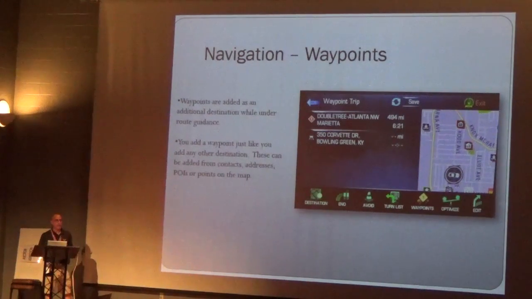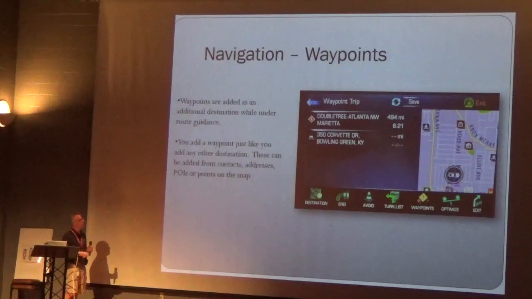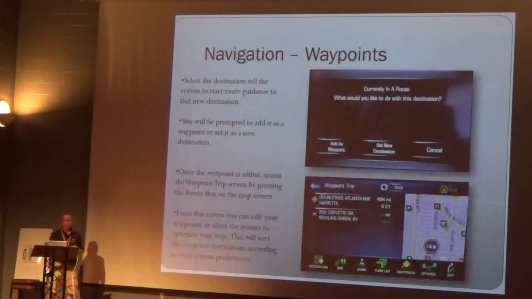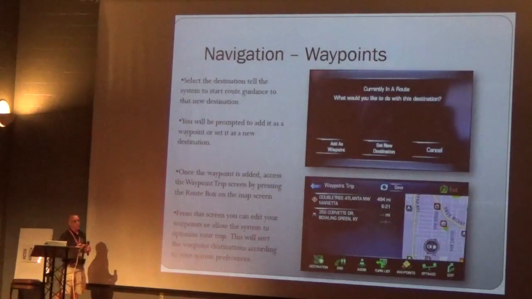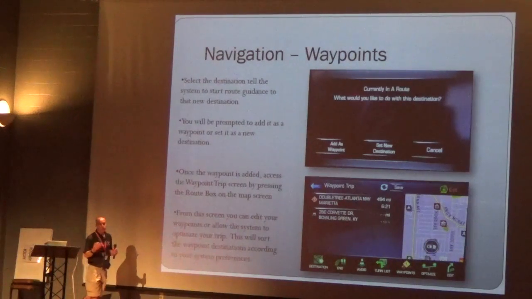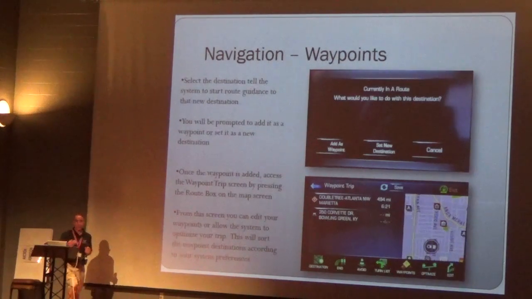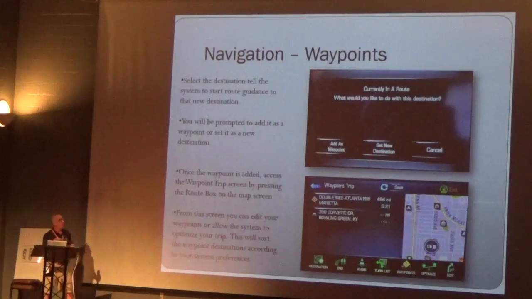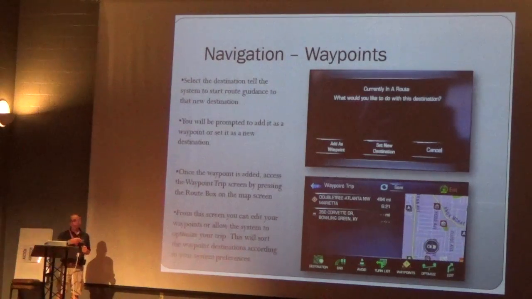Once you're under route guidance, if you attempt to enter another destination, it's going to tell you that you're currently in a route, and it's going to ask you what do you want me to do with it. Do you want to add it as a waypoint to your current route, or do you want to set it as a new destination? Your choice. If you add it as a waypoint, now you have a waypoint trip.